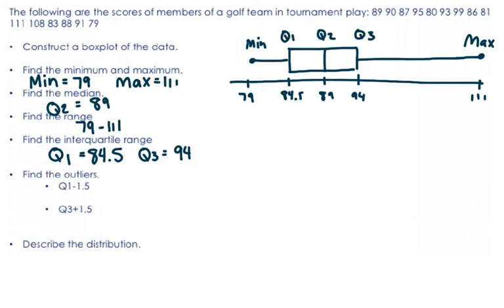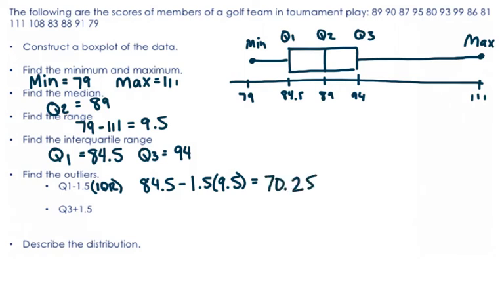So when we find the outliers, you're going to take the number you got for Q1, and then subtract 1.5 times the IQR. Remember, the IQR was 9.5. So when I do this for Q1, I had 84.5 minus 1.5 times the IQR. Goodness, I can't even read that. So I got 70.25. So there's nothing below 70.25. So I say there were no outliers in that set of data. And then you use the same thing.